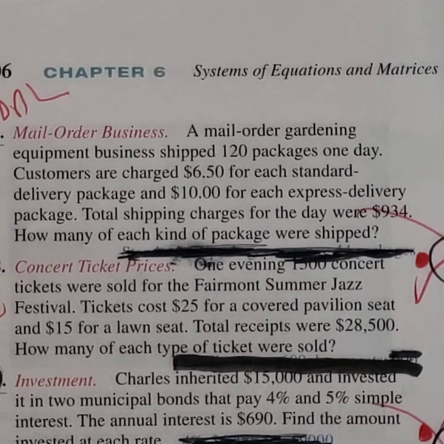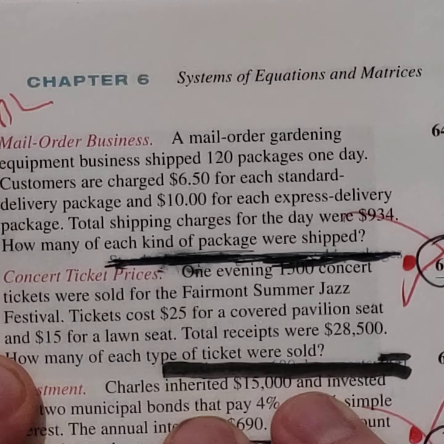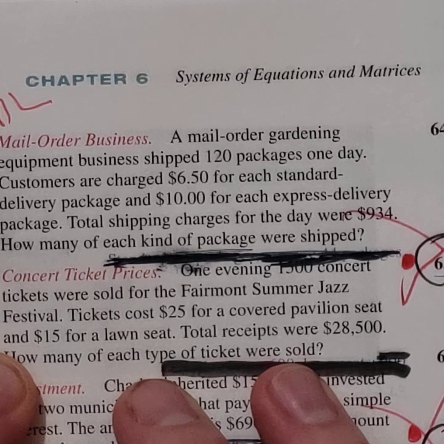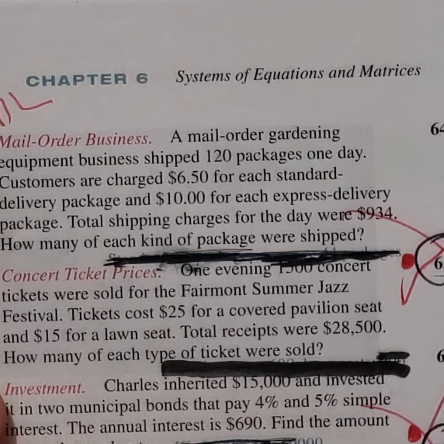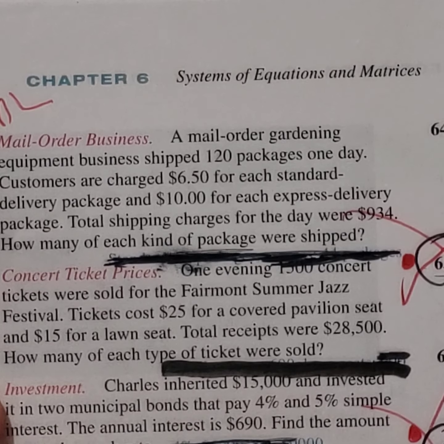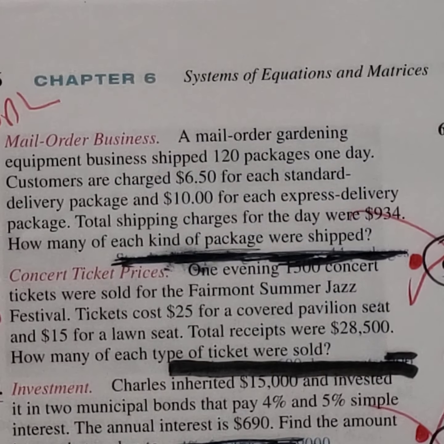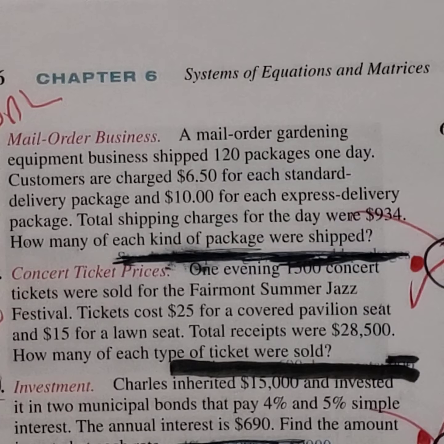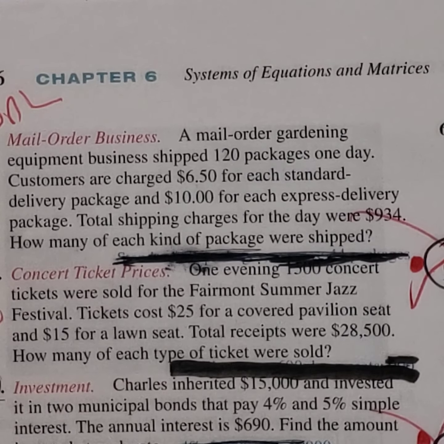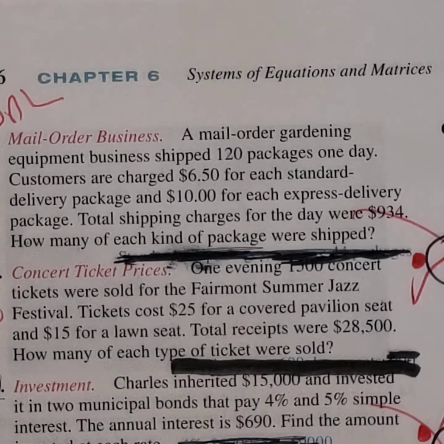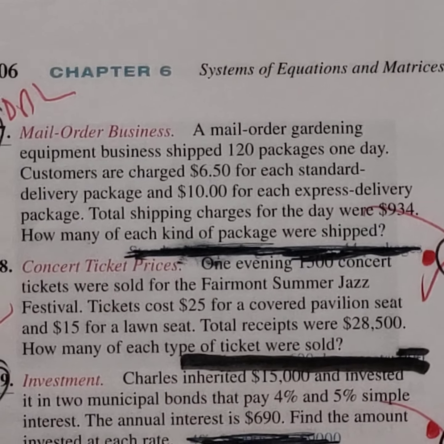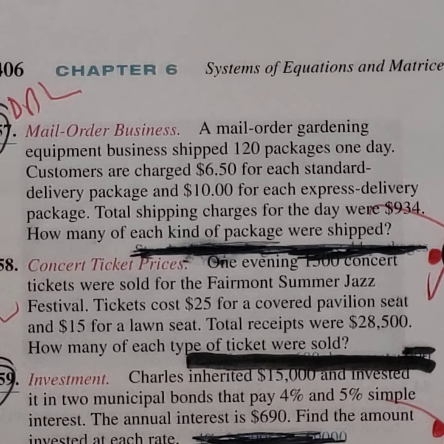We've got a mail order company, equipment business, shipped 120 packages one day. Customers are charged $6.50 for each standard delivery and $10 for each express delivery. Total shipping charges for the day were $934. How many of each kind of package were shipped? Now, in the intro to Chapter 6, I said that we would have restrictions on our two values. Well, here our two values are standard delivery and express delivery packages, and specifically how many of each we have.